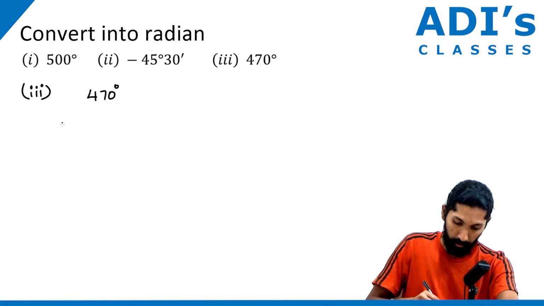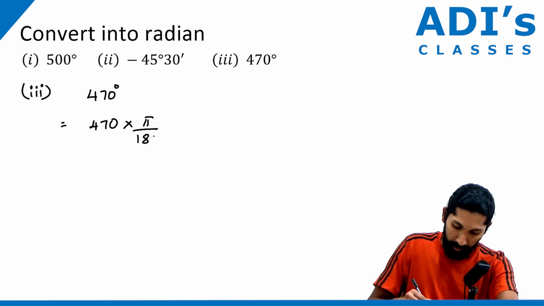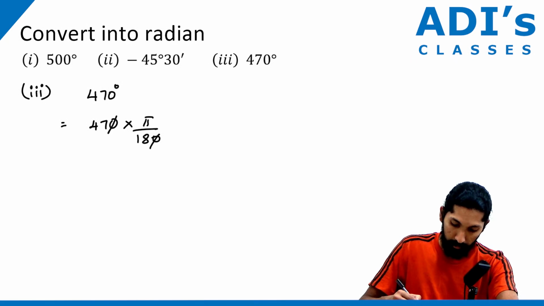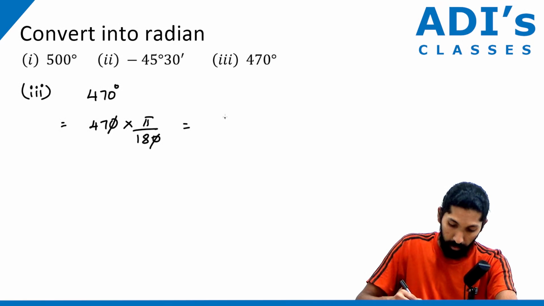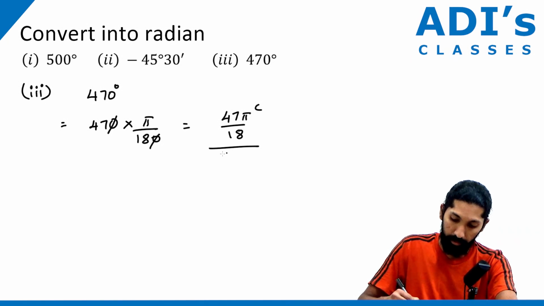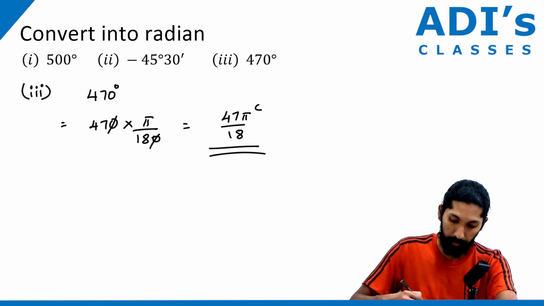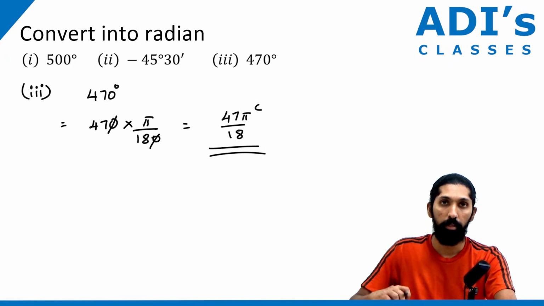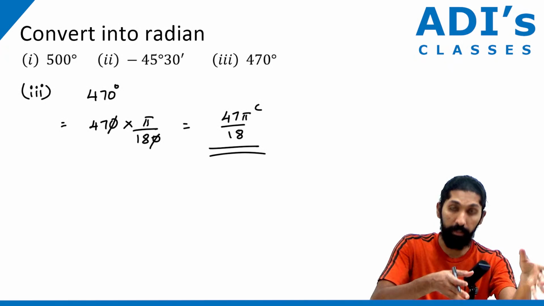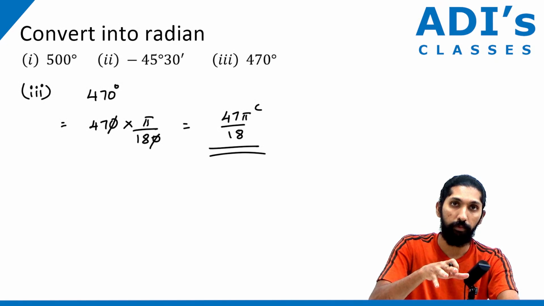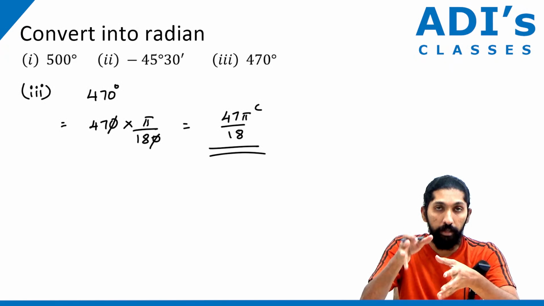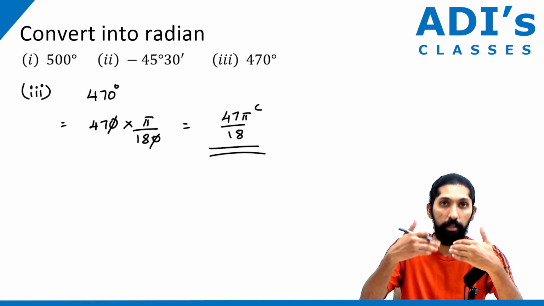For the third one, what you have is 470 degree. So this becomes 470 into pi by 180. Cancel the 0 and 0. 47, I think 47 is a prime number, so you can't do anything. 47 pi by 18 radian. This is going to be the answer for the third one. So we have converted all the degree measures into radian measure. Now we'll do the other way around, that means we'll convert the radian into degree measure. We'll do that in the next part of the same video.